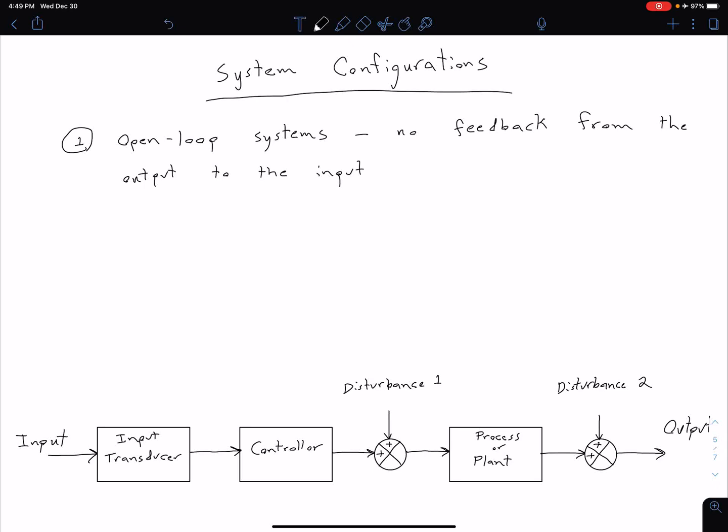In this video, we're going to talk about the two general types of system configurations that we can have. The first is an open loop system. And in an open loop system, we have no feedback going from the output to the input. And so what this means is that with an open loop system, we cannot compensate for disturbances.